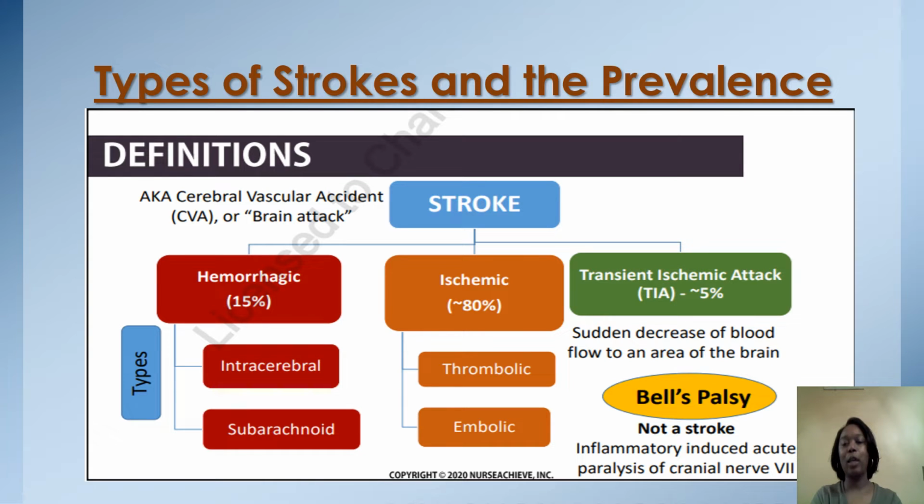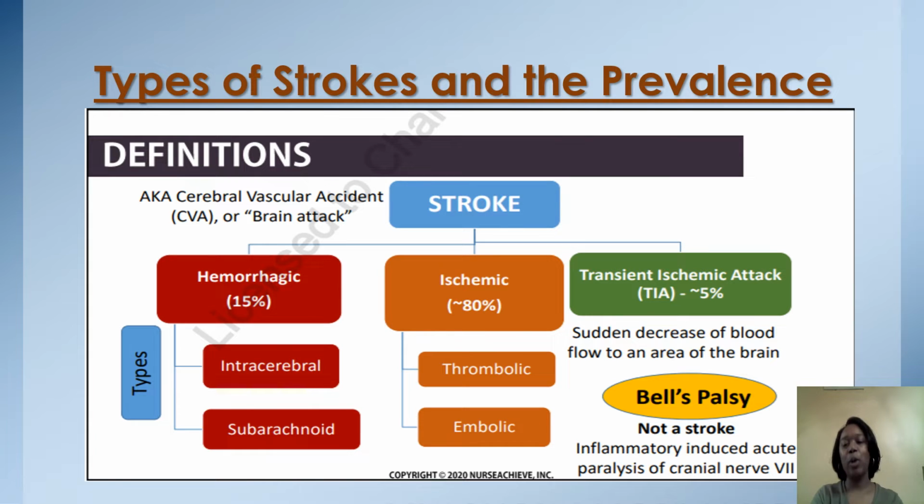Then last but not least, we have TIA or transient ischemic attack, which is responsible for at least 5% of the CVAs. TIAs are a temporary decrease of blood flow to the brain, and they usually occur very suddenly.